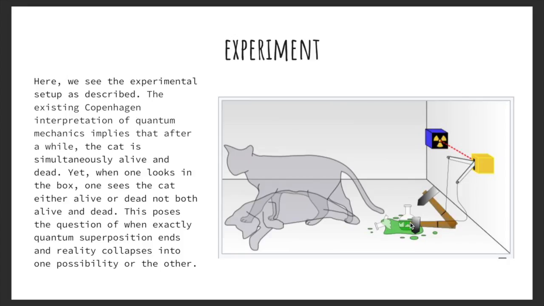The existing Copenhagen interpretation of quantum mechanics implies that after a while the cat is simultaneously alive and dead. Yet when one looks into the box, one sees the cat either alive or dead, not both alive and dead, obviously. This poses the question of when exactly quantum superposition ends and reality collapses into one possibility or the other. This was the intuition behind the Schrodinger's cat experiment.